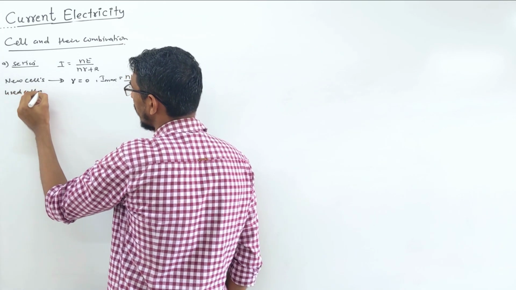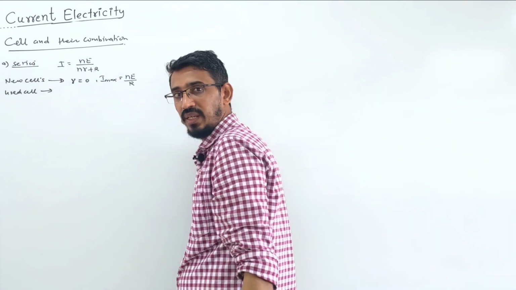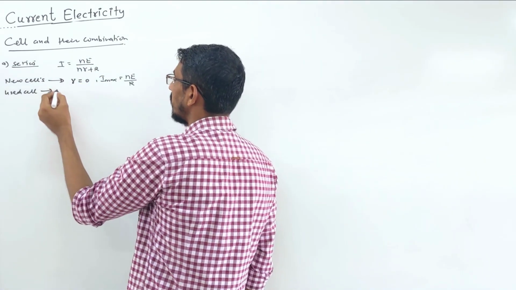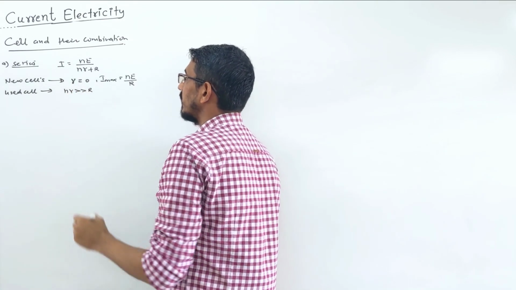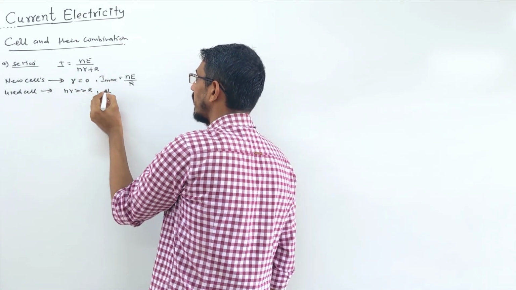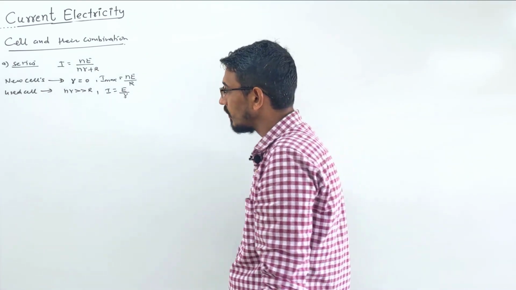Suppose you have all used cells where R is very, very big. So this term n r is very, very big compared to R. Then you neglect R. What is the current in that case? Simply E by R. This will be a small current.